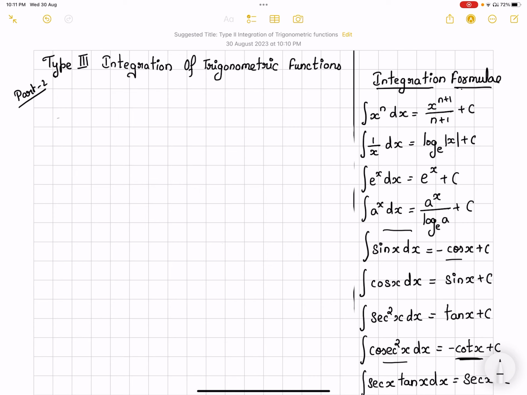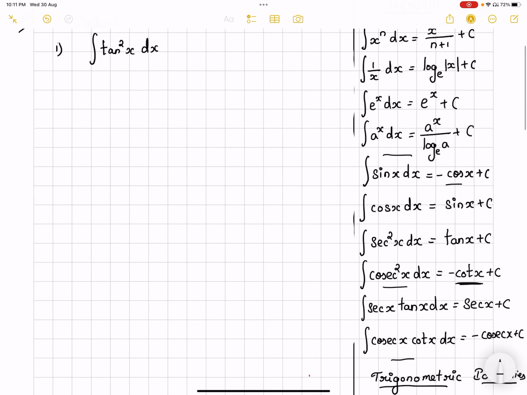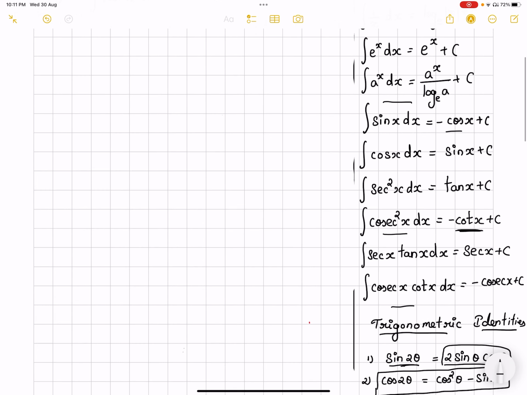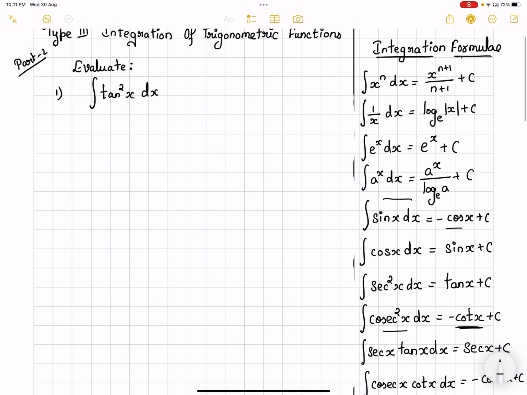Let's have a check. The first one, evaluate the integral of tan square x dx. And we know very well that we don't have any formula stating tan square x. Just have a check. We have sine, cos, secant square, cosecant square, secant x tan x, cosecant x cot x. But we don't have anything in tan. So now when we have tan square x, we don't have anything for that.